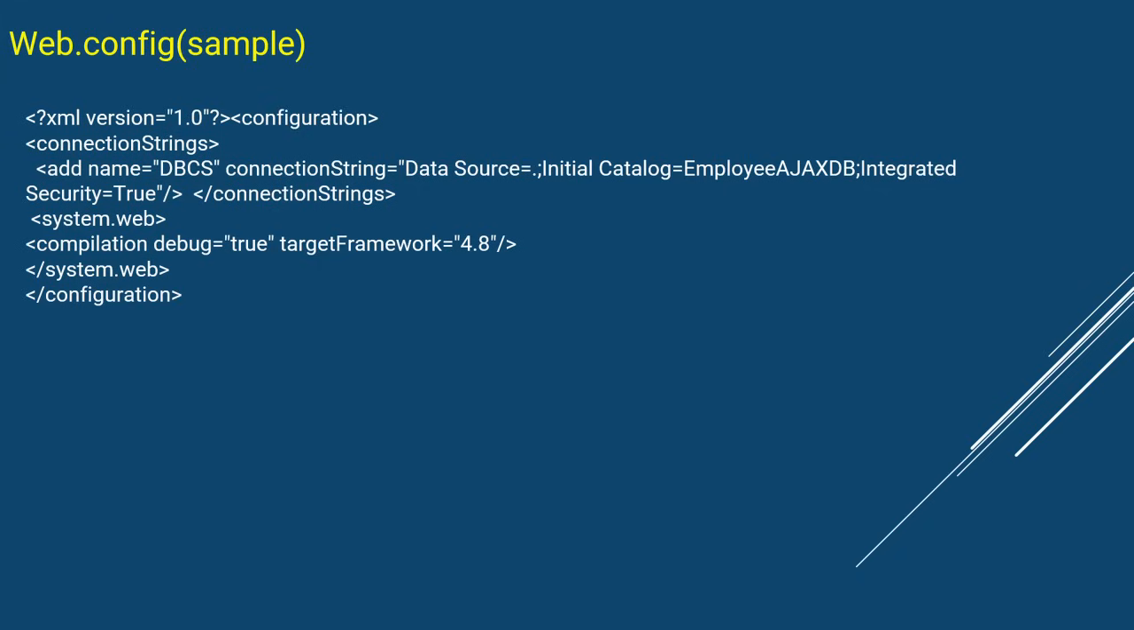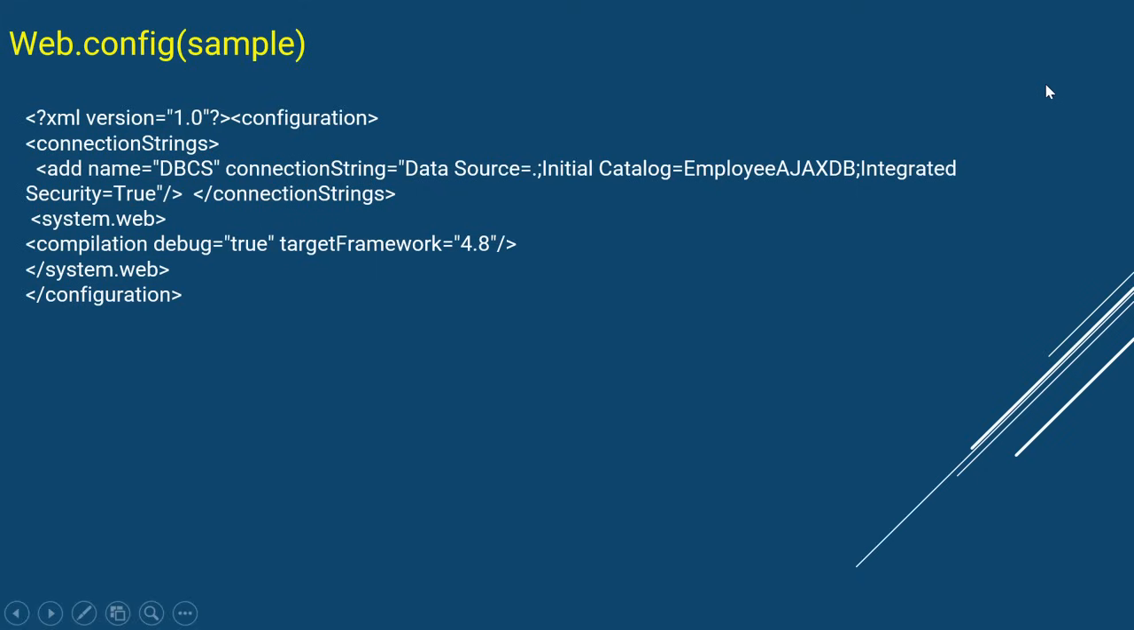The web.config file defines the configuration settings for the ASP.NET application. Configuration tag. This section is the connection strings section, which stores the database connection information referenced by the handler. Then add name equals dbcs, connectionString equals data source, etc.